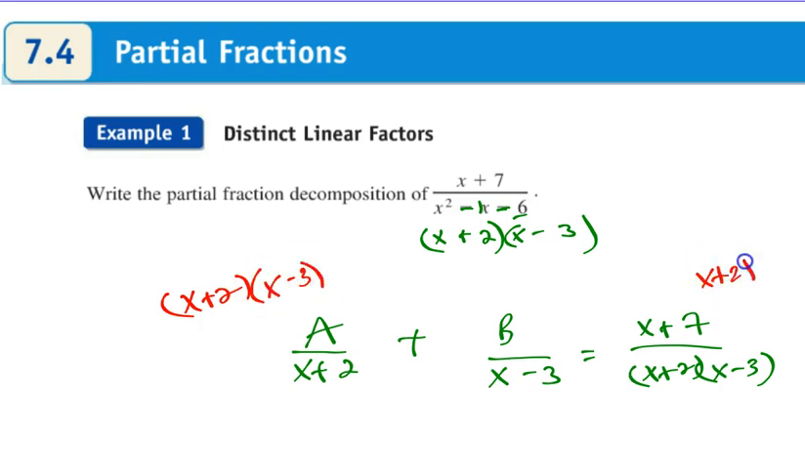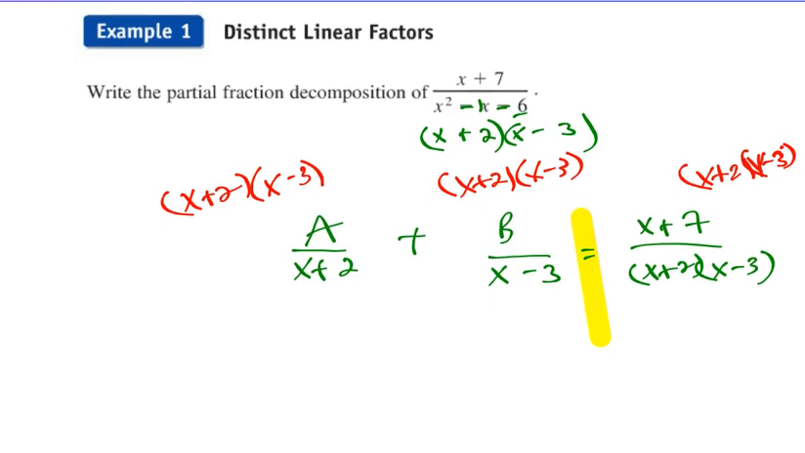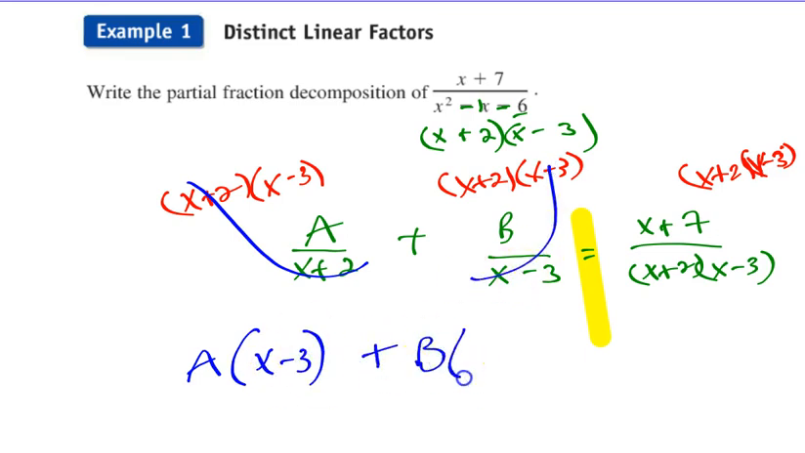Multiply over here by x plus 2, x minus 3, and then distribute that to every term. It looks like I've multiplied the left side twice and the right side once, but I didn't. I just multiplied both sides by the red and then distributed to every term. And then I'm going to cancel, leaving me with a times the quantity x minus 3 plus b times the quantity x plus 2. All of this cancels.